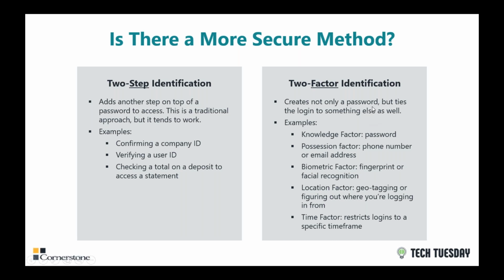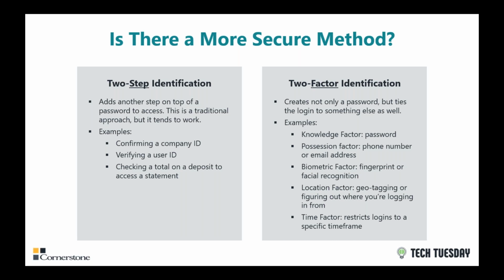Two-factor identification is different from two-step identification because it ensures that you have access not only to your password and an email or something like that, but it secures information with something else besides a generic password. A password is considered a knowledge factor, by the way. Different factors of security include knowledge factors like passwords, and possession factors. This would be something like a phone number or an email address.